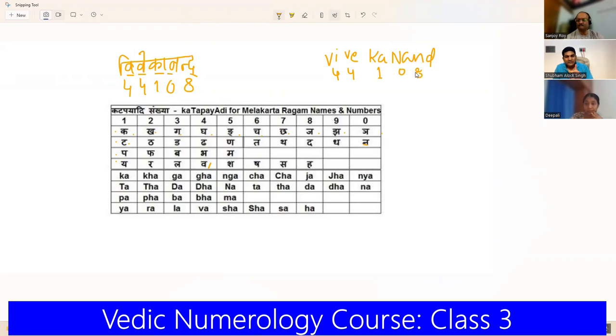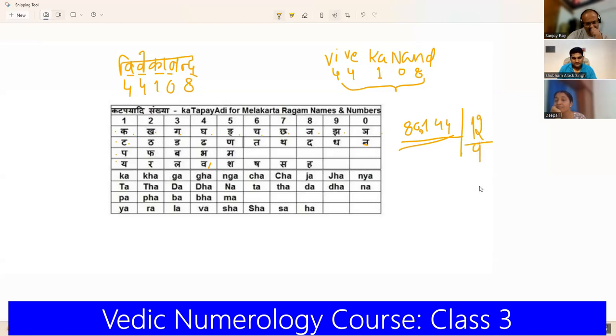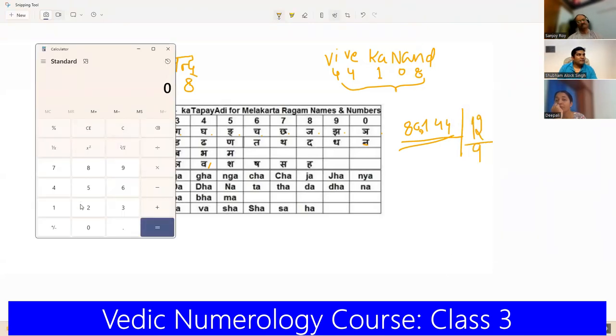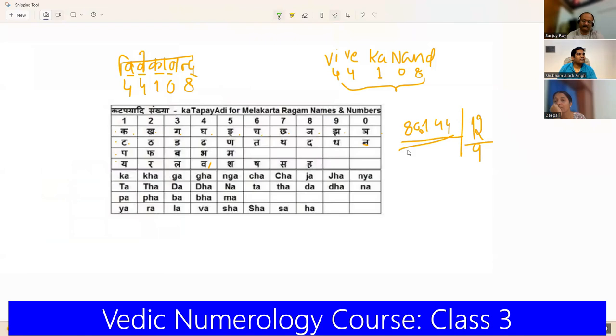Then there is a shloka: Ankanam vamato gatih. The numbers are to be counted from the left, in reverse order. So you will reverse this to make it 80144. 80,144 becomes the answer. Now what will you do? You will divide it by 12 to find the Rashi and by 9 to find the planet. And as we always do in astrology, you will take the remainder. 80144 divided by 9, the answer will be 8904, multiplied by 9, and this should be subtracted from 80144. The resultant planet will be 8, the resultant planet will be Rahu.